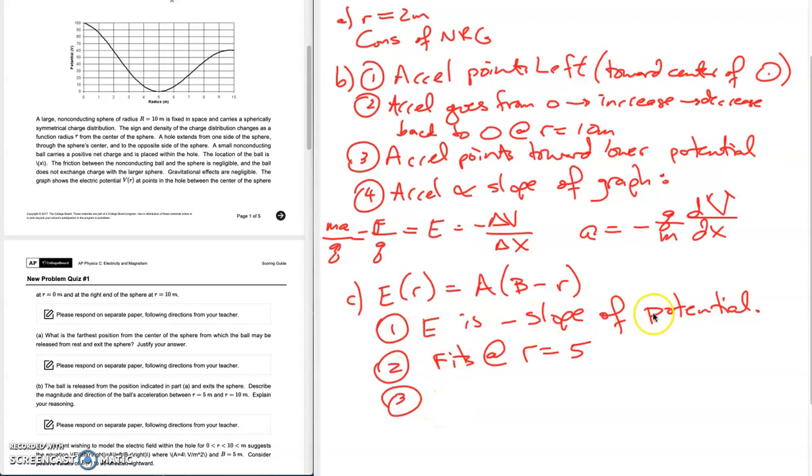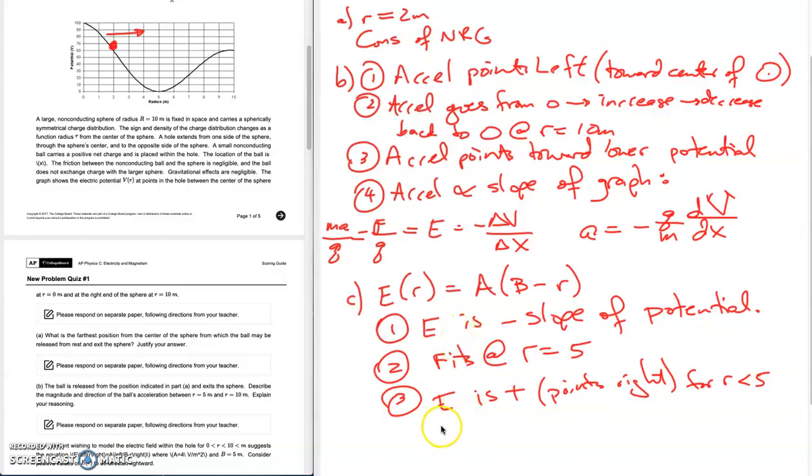Another thing, along with the negative slope, is that E points right for R less than 5. So if R is less than 5, and remember B is 5, we're going to get a positive number here. If you take a look here, if we put a ball anywhere R is less than 5, it's going to get pushed to the right, which fits along with the electric field pushing it to the right.